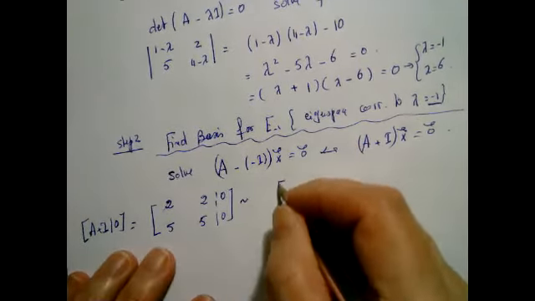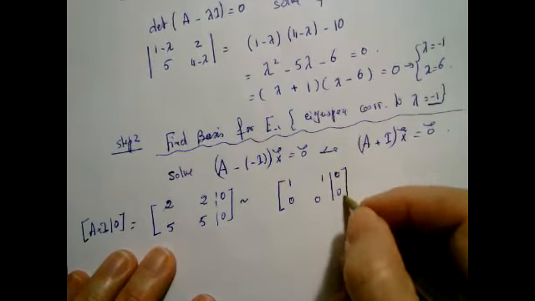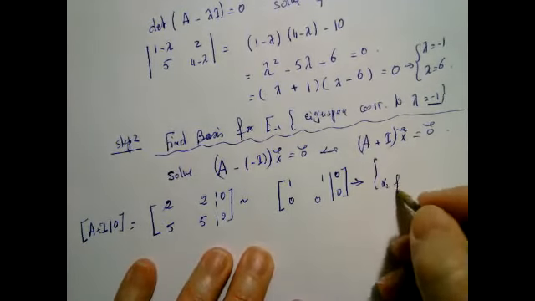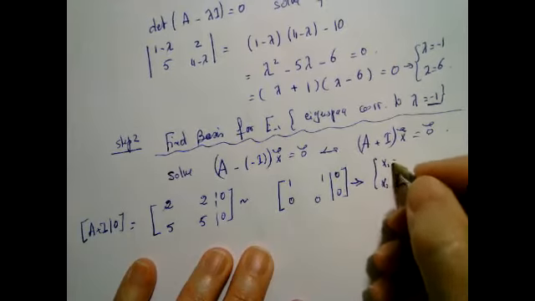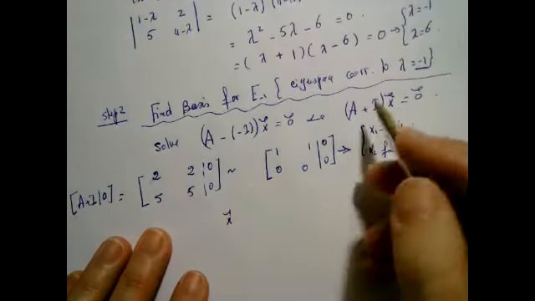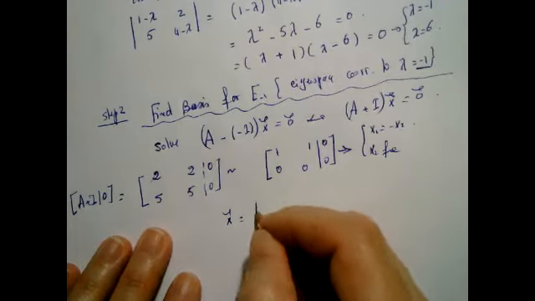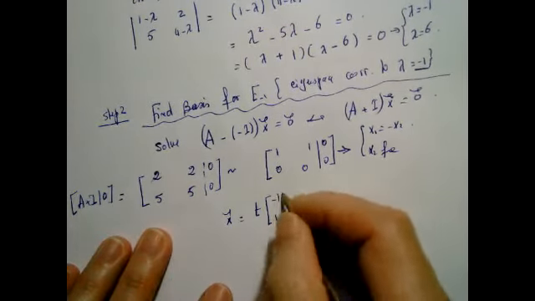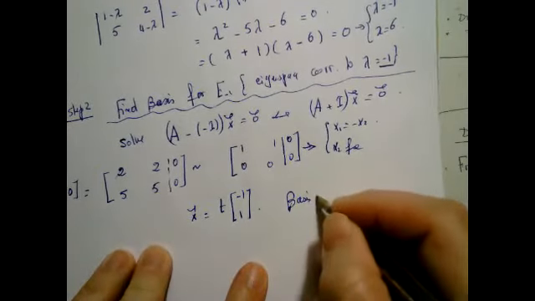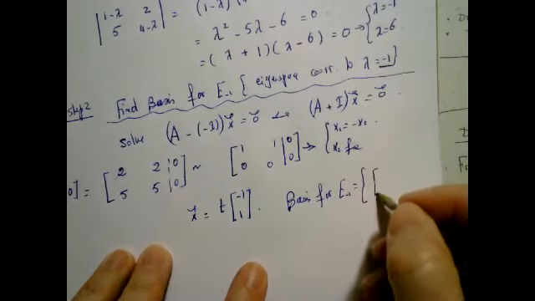So this is obviously 1, 1, 0, 0. You don't need a lot of steps. And I need to write this in vector form. So my x2 is free, and my x1 is minus x2. So every eigenvector, meaning every vector that has the property Ax equal minus x, will be of the form t times (minus 1, 1). So a basis for E minus 1 is the vector (minus 1, 1).